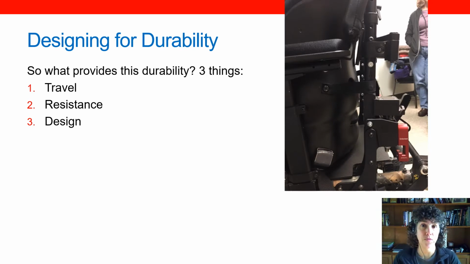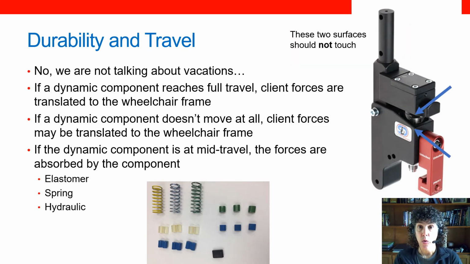So what provides durability in a dynamic component? Well, three main factors. First is travel. How far does the component move? Second is resistance to that travel. And then finally, other design considerations. What about travel? Well, we're not talking about vacations here. Again, we're talking about the degree of movement of the dynamic component itself.